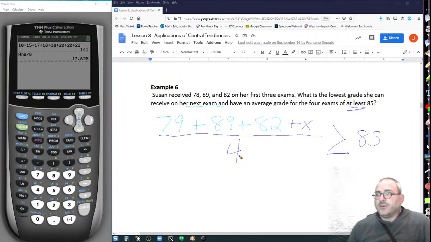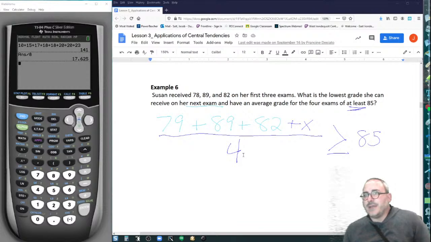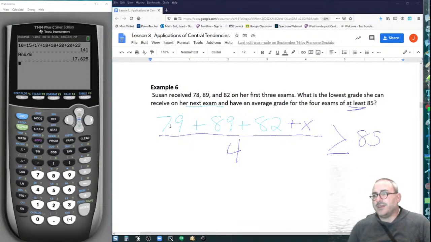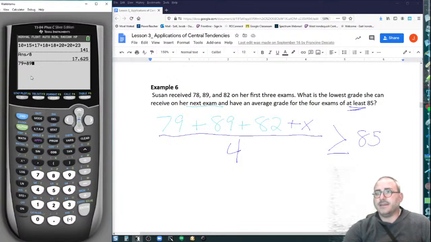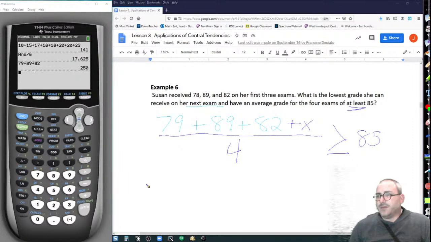All right, so let me add these up. I can add these top three numbers up here, 78, 89, and 82 easily. Let's just go to the calculator and do that. 78, 89, 82. All right, thanks. And that's 250. So I can't combine it with x yet. I have to preserve my x. So it's 250 plus x.